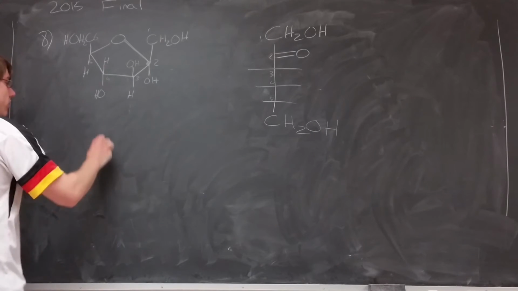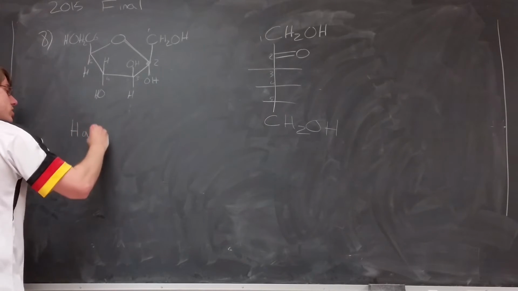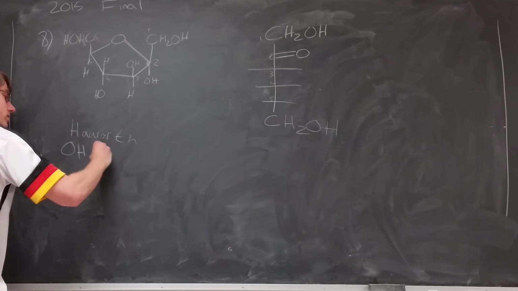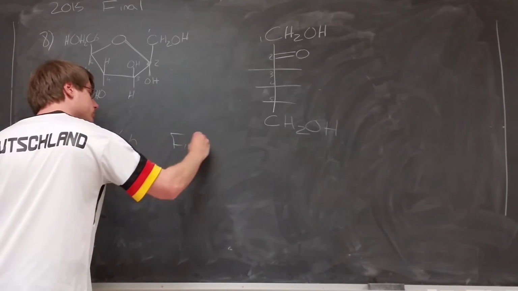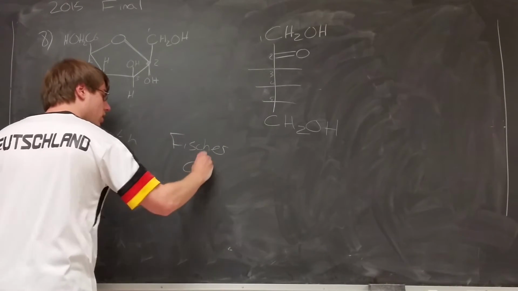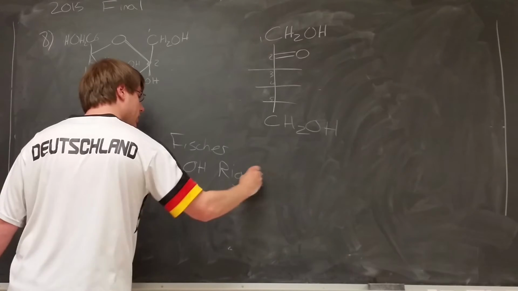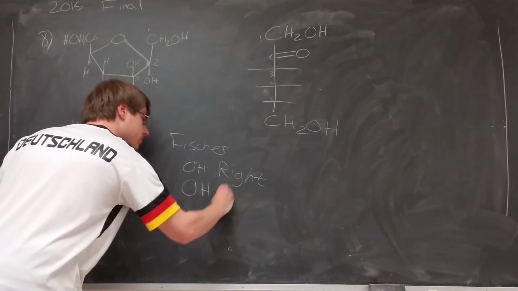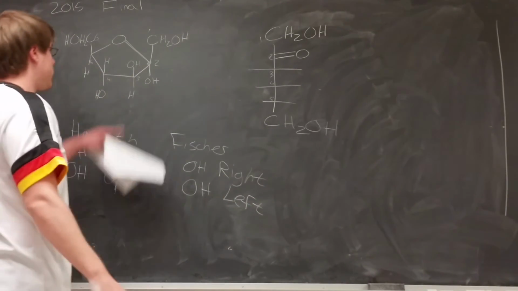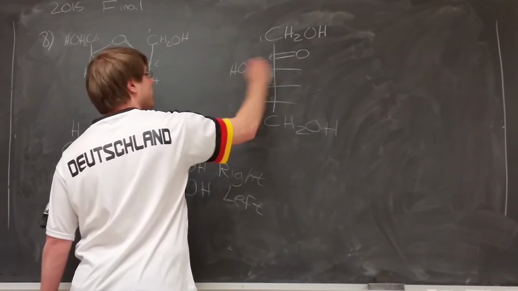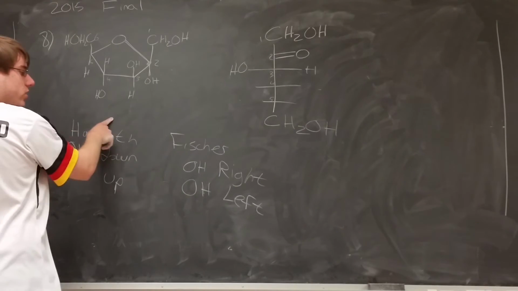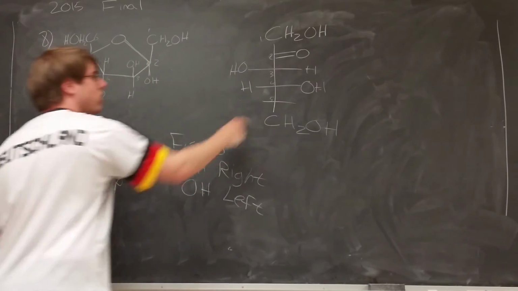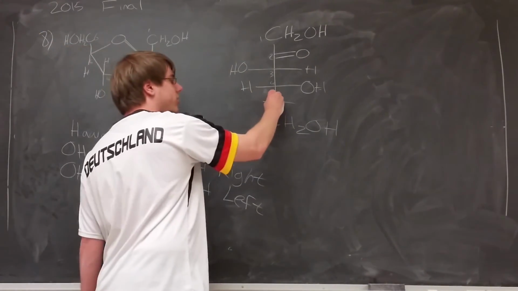For these carbons, there is one set of rules. In your Haworth, if the OH points down, when you draw your Fischer, the OH will be on the right. And opposite that, if the OH points up, then the OH is on the left on the Fischer. So for carbon 3, the OH is pointing up, so the OH is on the left, and that means the hydrogen is on the right. For carbon 4, the OH is pointing down, which means the OH is on the right, and the hydrogen is on the left.